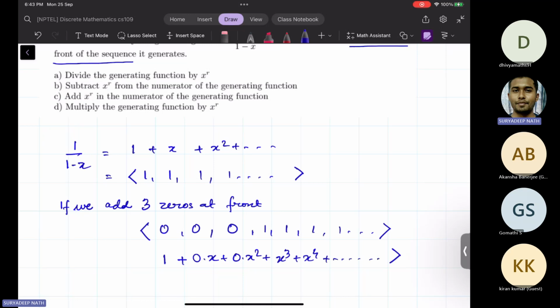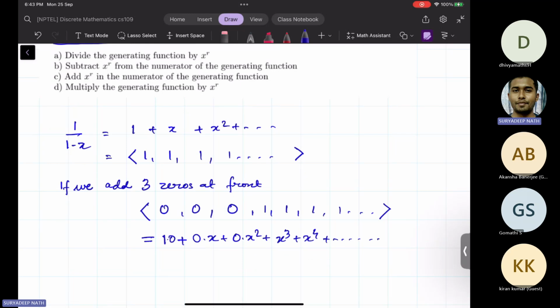So can anyone take a guess of how we can generate this polynomial with r zeros at the front? What do you think? What should we do? Sorry, this would also be zero. Anyone? How can we generate a polynomial like this? So let's say for our example, r is 3 and we want to add 3 zeros at front. So how can we modify this expression 1 over 1 minus x so that it gives us this sequence x^3 plus x^4 and so on? So it starts from x^3, x^4 and it continues till infinity. What do we have to do?